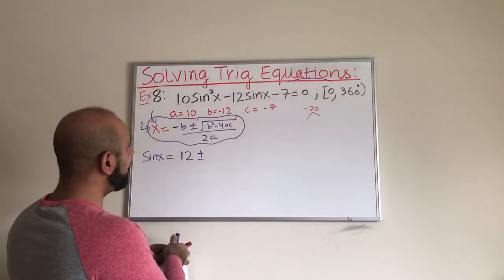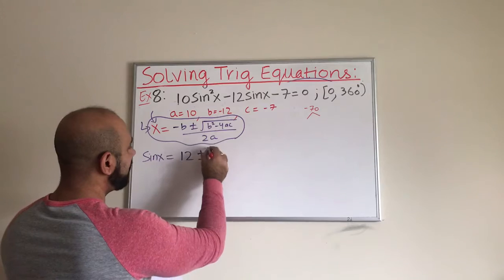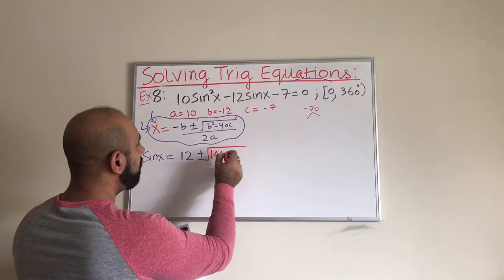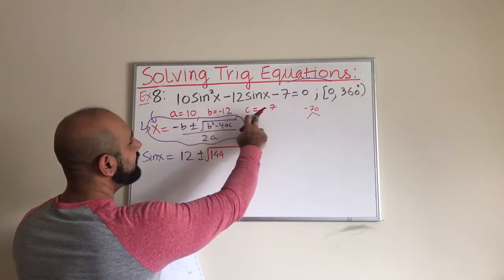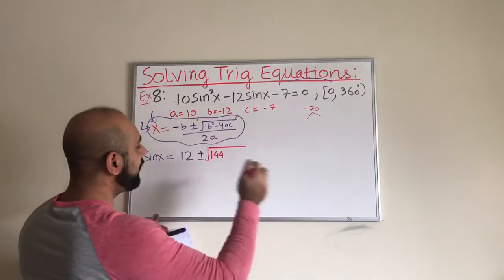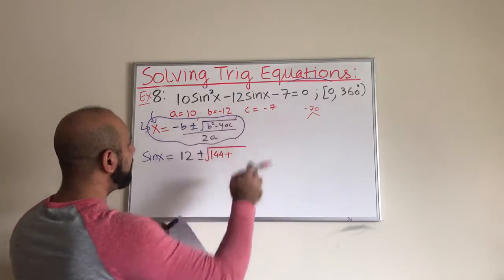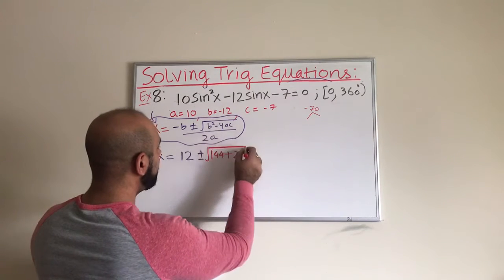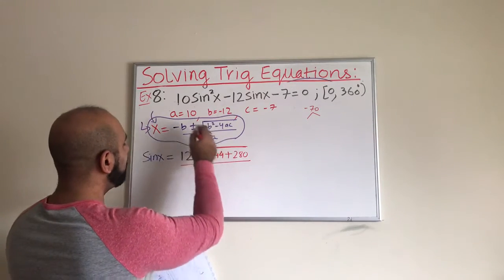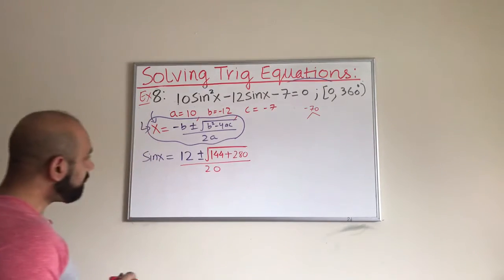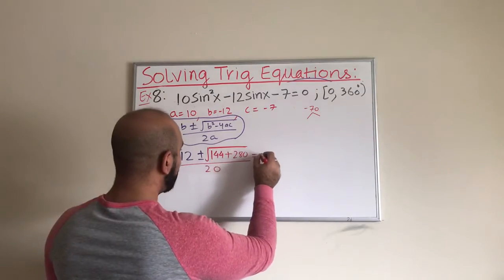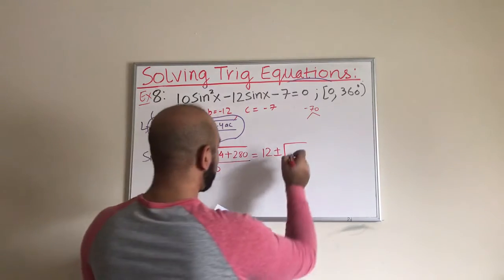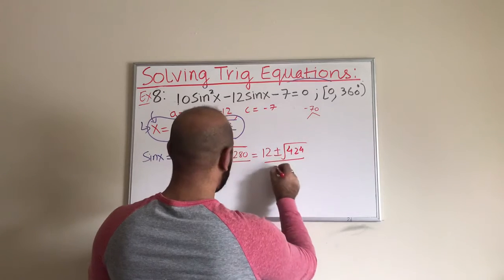Then let us see what is left inside this radical. We have the square root of b squared, negative 12 squared. If you simplify, you get 144. And then there's a minus 4ac. c is negative 7, so negative times negative will become positive. When I multiply 4 times 7 times 10, I get 280 for this piece. This whole thing has to be divided by 2 times a, which is simply 20. Let us go ahead and simplify this. So this is going to be 12 plus or minus the square root of, we're going to add this, 424, divided by 20.